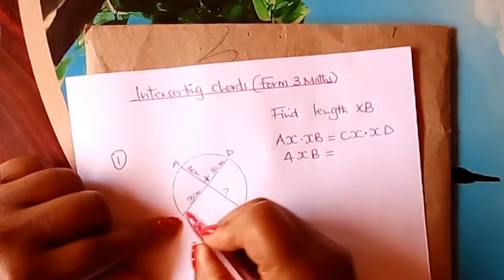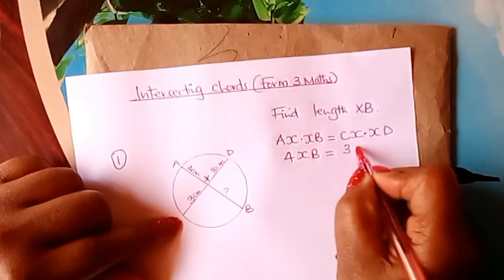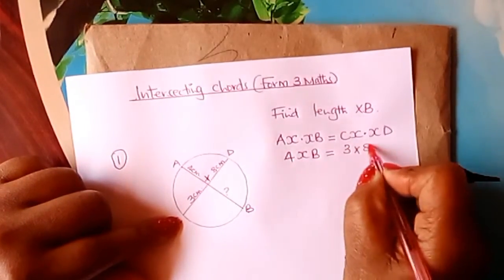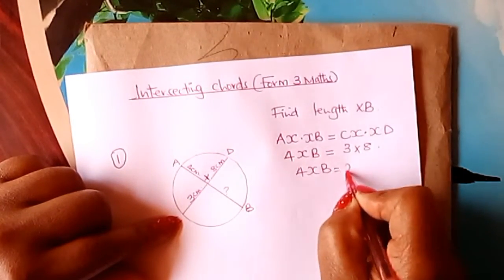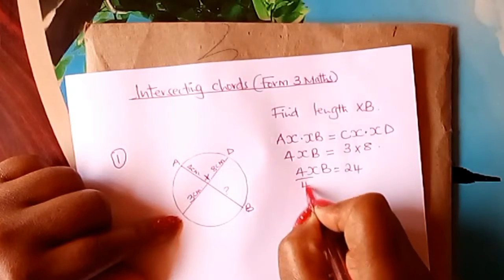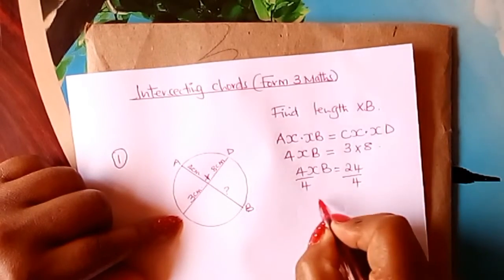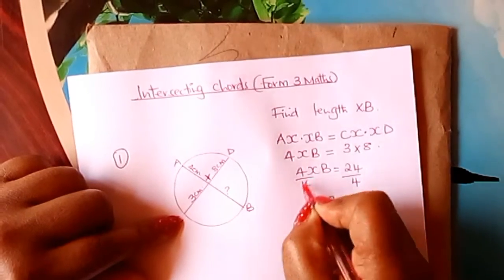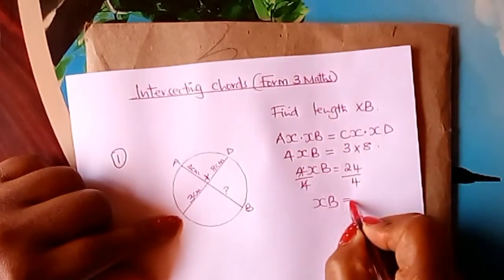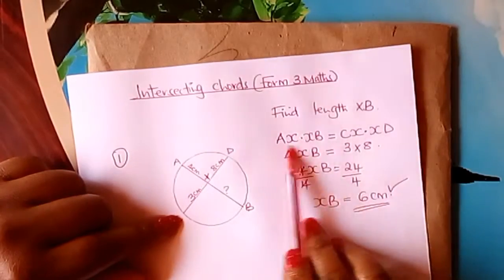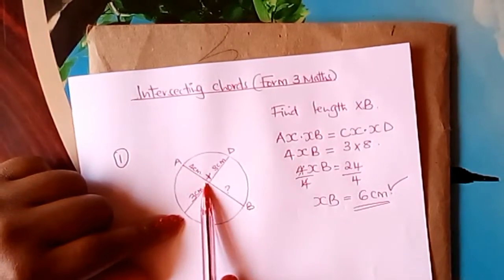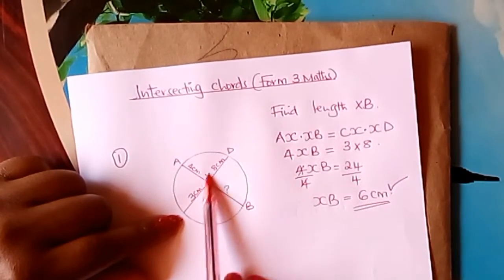And therefore, learner, your AX is 4, multiplied by XB, this is what we want, is equal to CX, which is 3, times 8. And so 4XB is equal to 24. Divided by 4, and therefore XB, learner, XB is equal to 6 centimeters. So you just need to master that relationship. This times that is equal to this times that.